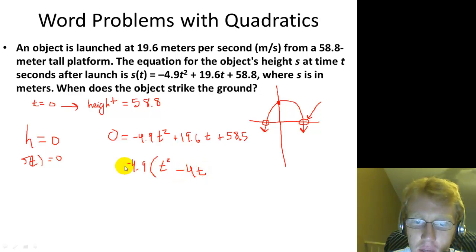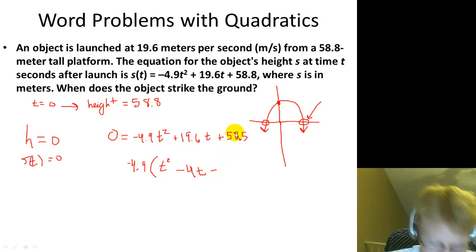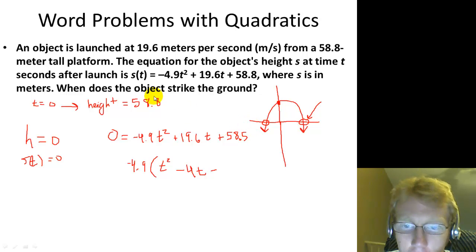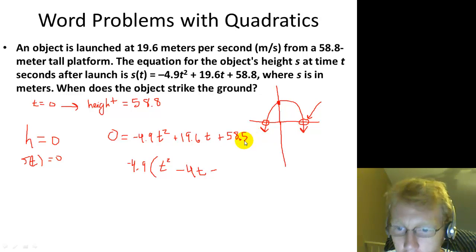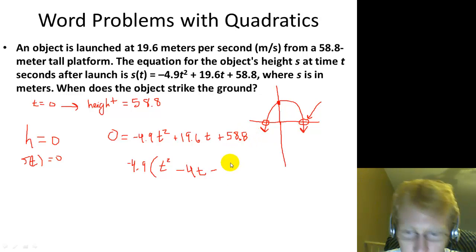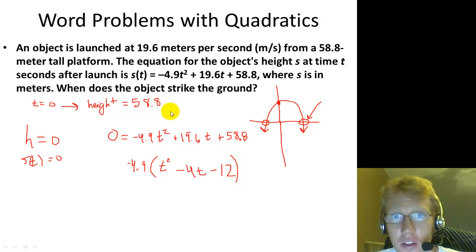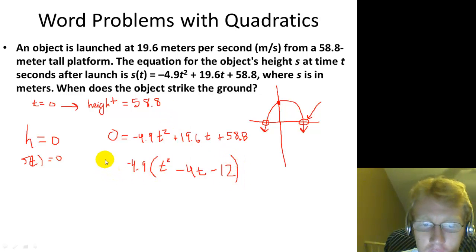Notice it's negative because we factored out a negative from a positive, so we're left with negative. And then minus 58.8, divided by 4.9, is, did I copy it down wrong? I did copy it down wrong, 58.8. Okay, and that's exactly 12. So it turned out that it was factorable, and now we have 0 equals this stuff.